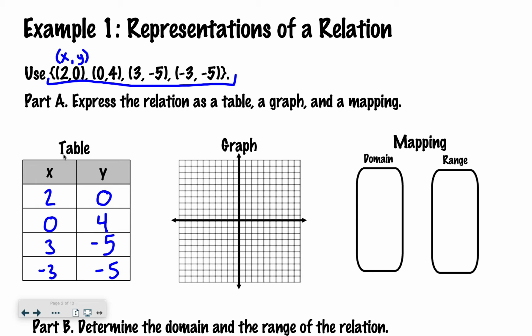And it's really important that, like this ordered pair (2, 0), they have to be right next to each other in the table. You can't change the order of the numbers. These two numbers are grouped together, okay?